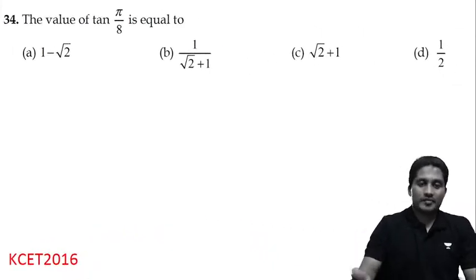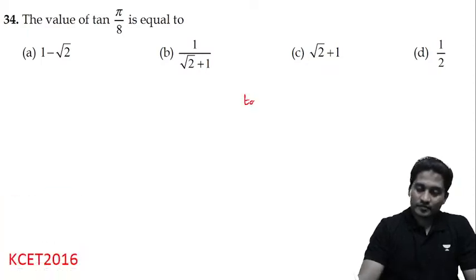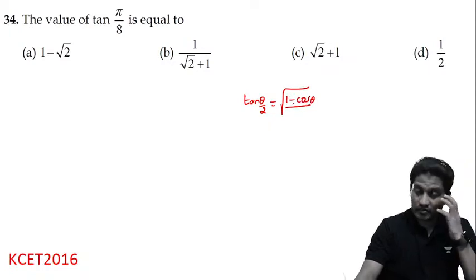Value of tan pi by 8. Actually, tan theta by 2 is equal to plus or minus root of 1 minus cos theta by 1 plus cos theta. I'll take plus only because pi by 8 is an acute angle.